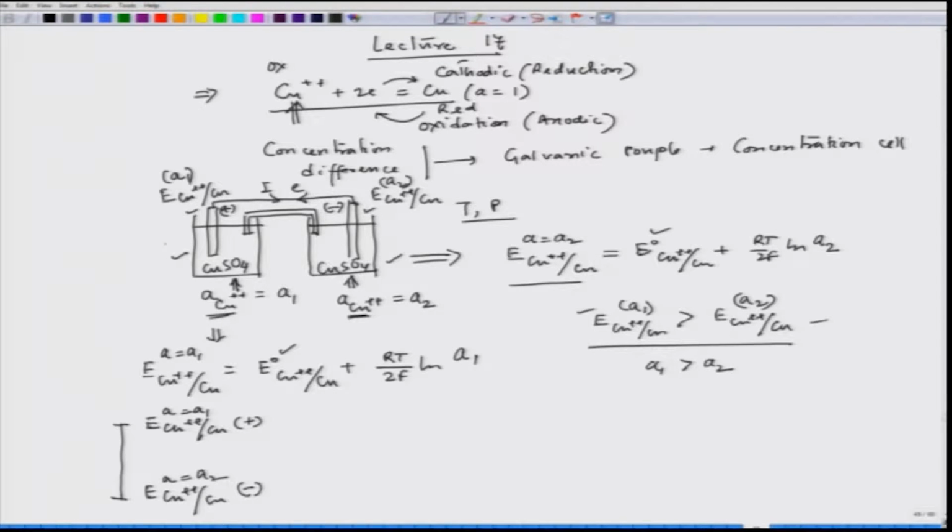Cathodic reaction would take place in this electrode, which is nothing but copper plus 2e equal to copper, and anodic reaction would take place on this electrode, which is copper minus 2e equal to copper plus. Now, we see that because of the concentration difference of copper ion, we have developed a potential difference, and that potential difference is leading to current flow.